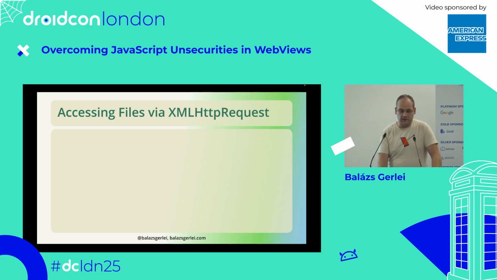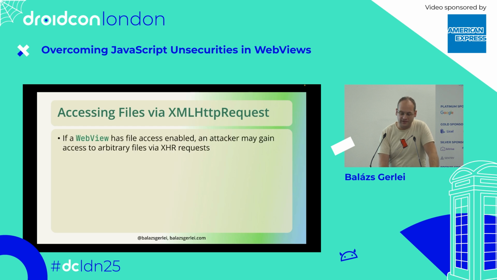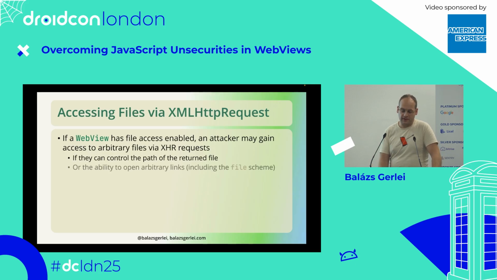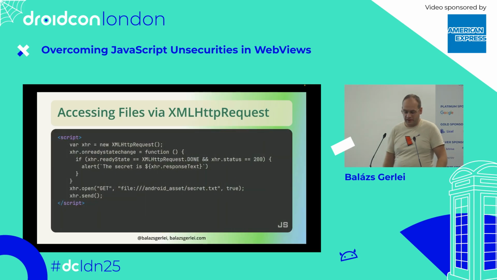The other thing is, let's say you want to publish files to the WebView. There are multiple ways to do this, and one of these is XML HTTP request. Now, if a WebView has file access enabled, which, as I already mentioned, is enabled by default up to a certain Android version, and the attacker can control the actual path of the file that's being accessed, then it might be exfiltrated, or the way to open arbitrary links with the file scheme.